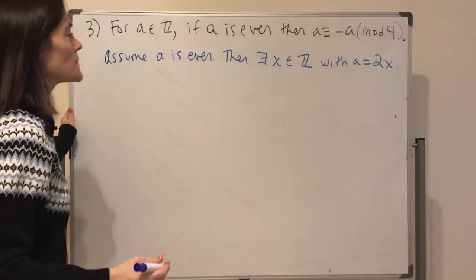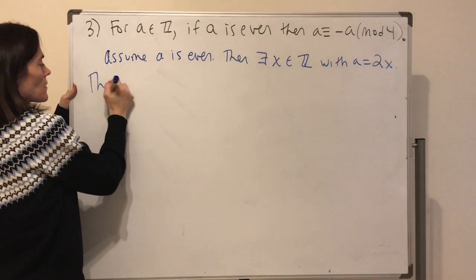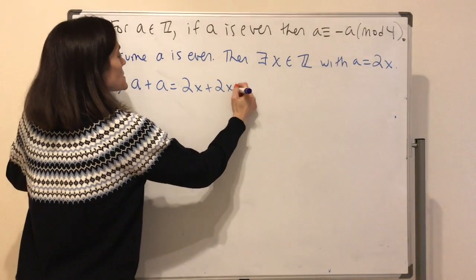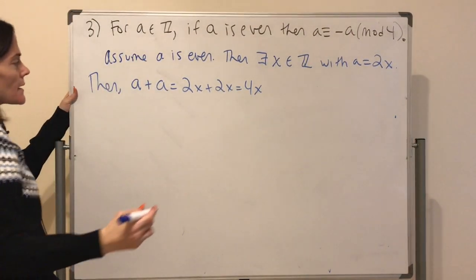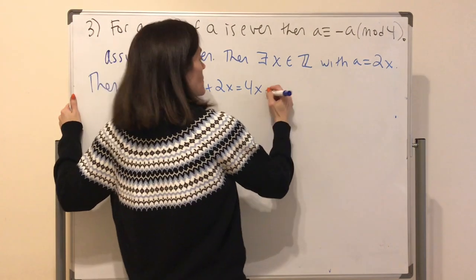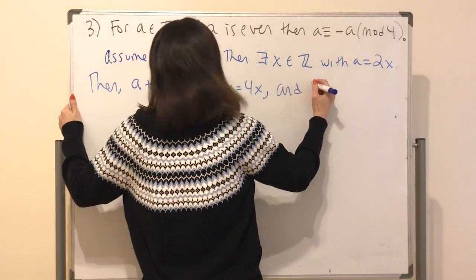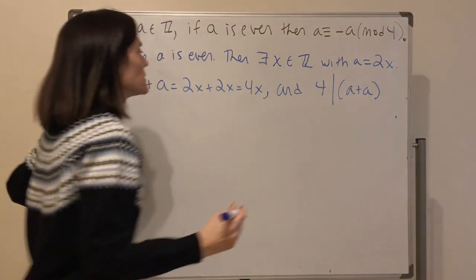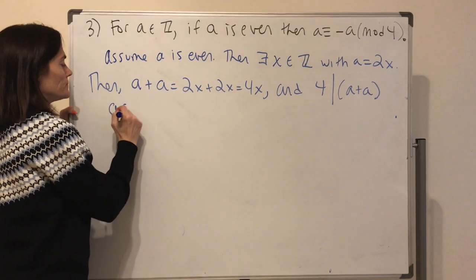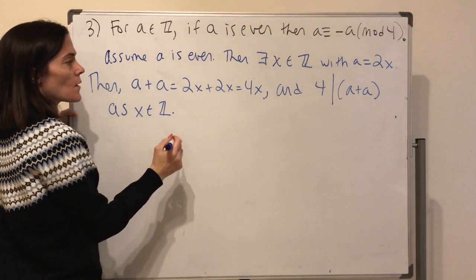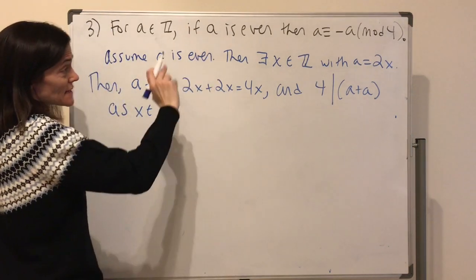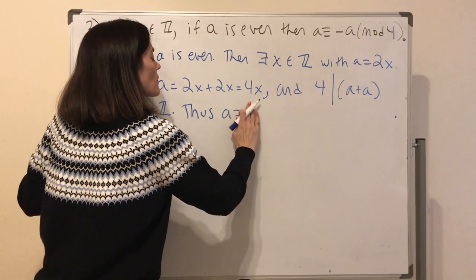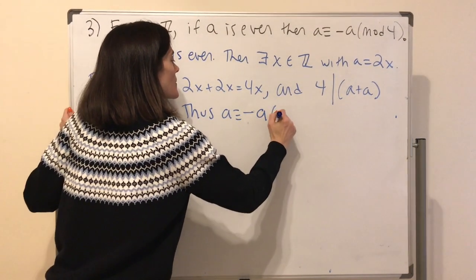Okay, so what this means, A plus A is 2x plus 2x. This is 4x. And so 4 divides A plus A as x is an integer. Okay, well that is exactly the statement that A is congruent to minus A mod 4.